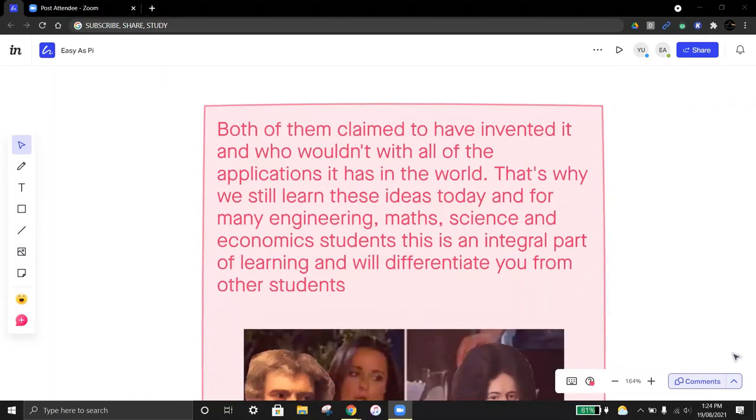Both of them claim to have invented it, and who wouldn't with all of the applications it has in the world, even if they are subtle and not recognized by the general public. That's why we still learn these ideas today, and for many engineering, maths, science, and economics students, this is an integral part of learning and will differentiate you from other students.